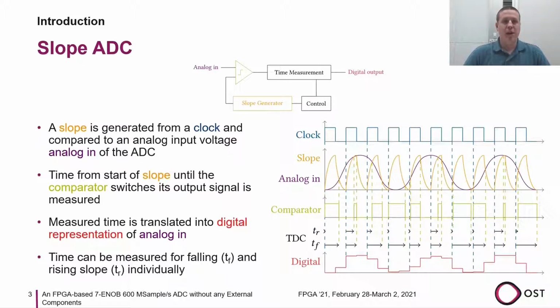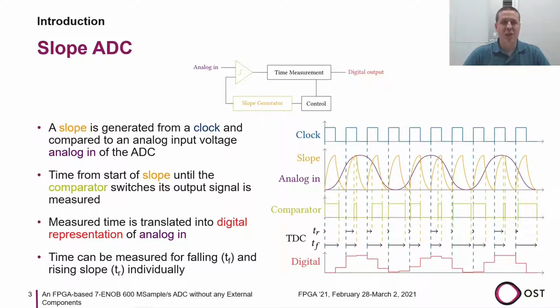The ADC we built is based on the principle of a slope ADC. In the top picture you can see the general structure of that kind of ADC. A slope generator creates a slope out of a clock. This is shown in orange. This slope is compared to an analog input signal. A comparator, shown in green, compares the slope to the input signal and changes its output state as soon as the slope reaches the voltage level of the input voltage analog in.